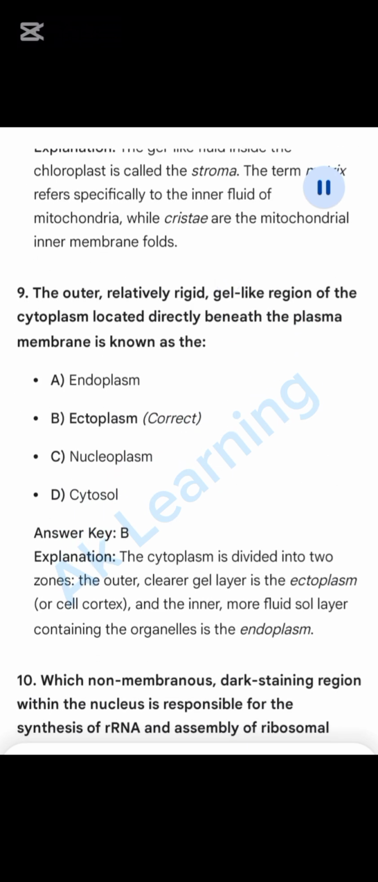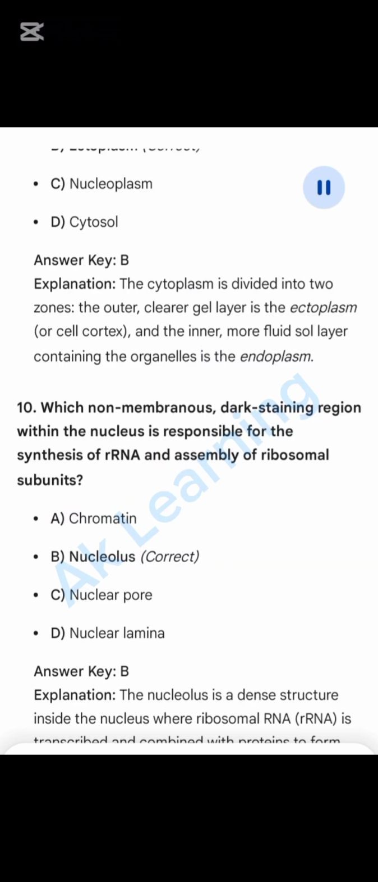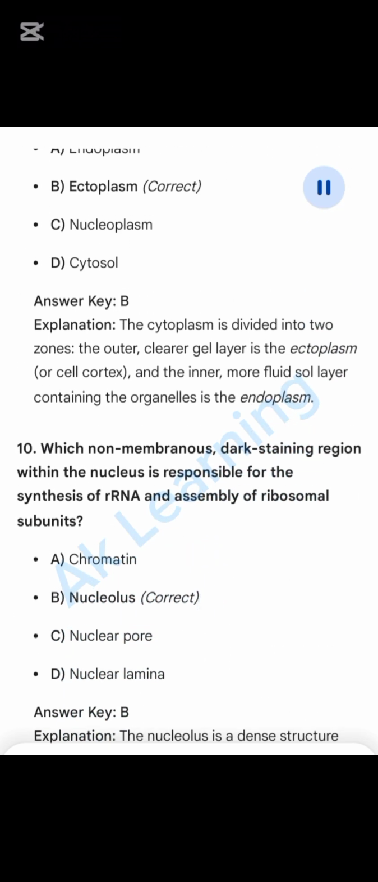9. The outer, relatively rigid, gel-like region of the cytoplasm located directly beneath the plasma membrane is known as the A. Endoplasm. B. Ectoplasm. Correct. C. Nucleoplasm. D. Cytosol. Answer key, B. Explanation. The cytoplasm is divided into two zones. The outer, clearer gel layer is the ectoplasm, or cell cortex, and the inner, more fluid sol layer containing the organelles is the endoplasm.